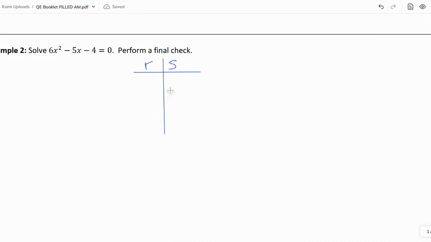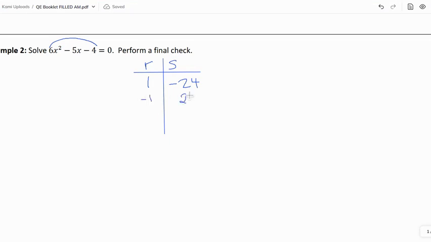And what do I write here? Is it negative 24? Okay, so I go 6 times negative 4, negative 24. And in the R, I put a 1. And so I'm going to make a list of all the ways I get negative 24. Oh, wait.